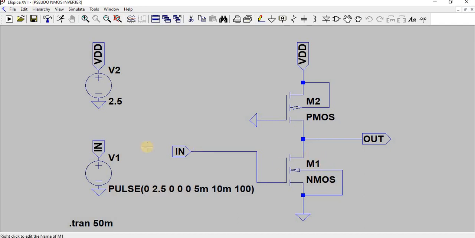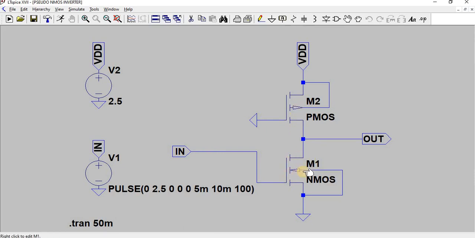For example, if you give input as 0, then the NMOS will be off, and the PMOS is always on, so VDD will come to the output line. In that case it works perfectly. Then if input is equal to 1, the NMOS will turn on. If the NMOS turns on, what happens? The PMOS is already turned on.